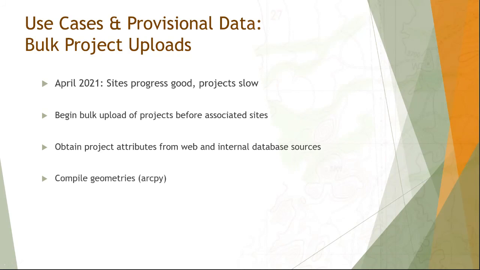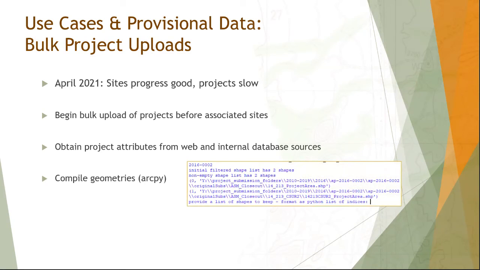And we can then compile geometries using Python with ArcPy, go through those project submission folders. We have a supervised script that will go through, identify likely project shapefiles, eliminate any that are empty. And then if there's more than one, ask you which ones to keep. If it's a line or point, ask you if you'd like to keep it, if you'd like to buffer it, what the buffer distance would be, because we want to arrive at a single polygon feature per project.